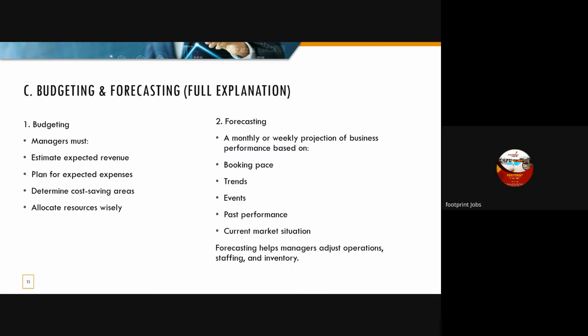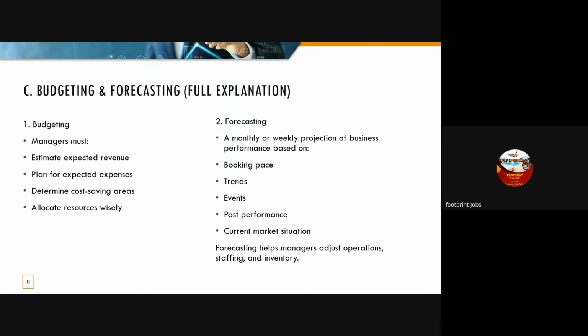Now you plan for expected expenses. If you're already in business and you've run the business for, let's say, 1 month or 2 months, you have proof, you have a track record that you can fall back on that helps you to plan expenses and even plan expected revenue. So for budgeting, you must estimate expected revenue, you must plan for expected expenses, and you must identify and determine cost-saving areas.